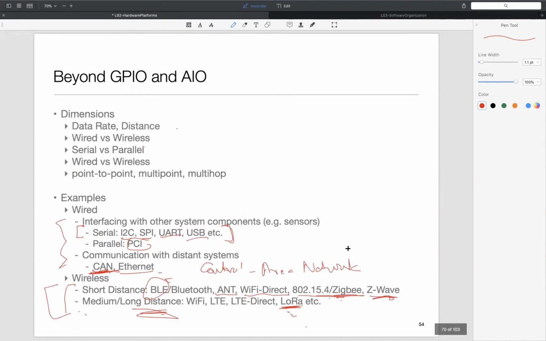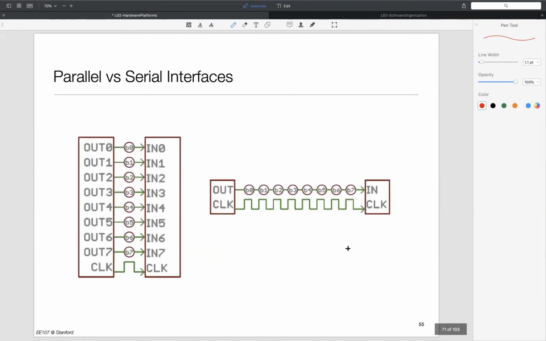When it comes to wired interfaces, you can have interfaces which are parallel, as in data goes over multiple bits, and then you may have a clock signal going over it, versus serial, where bits go one after another on a single piece of wire, usually accompanied by a clock or sometimes no clock. Okay. My question: if you have to send very high rate data, which one would you use? What do you think the trade-offs are?